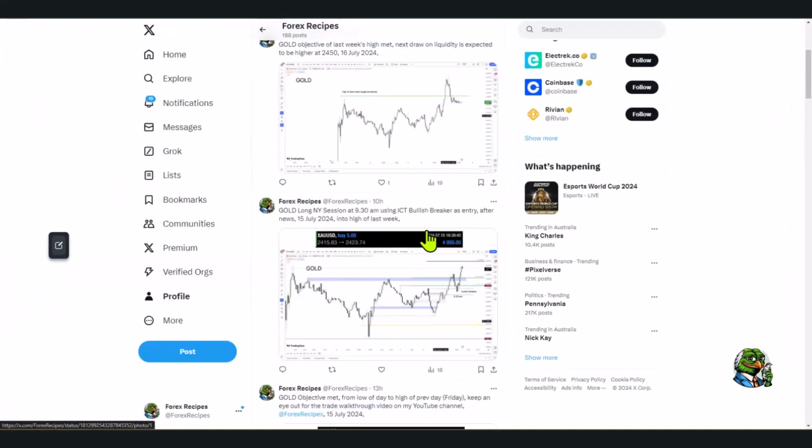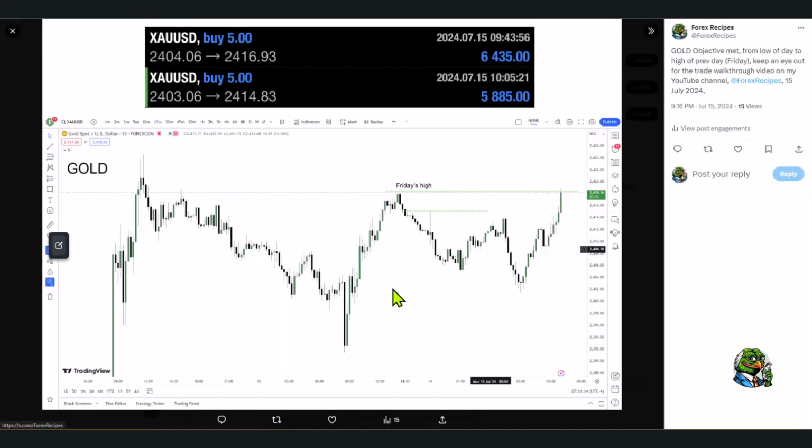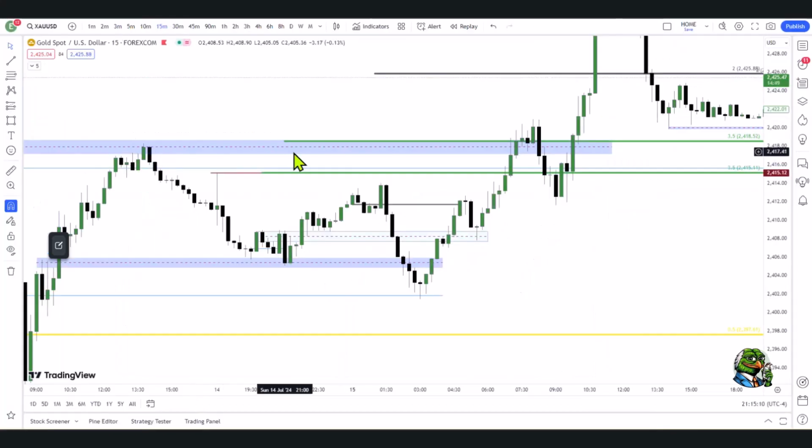Just go to my Twitter. You'll see it here. Where are we? There you go. This is that trade. Okay, the first exit was there, 2414.80. Right, that was high Friday right there. Okay, that level there. That's around that 2414.